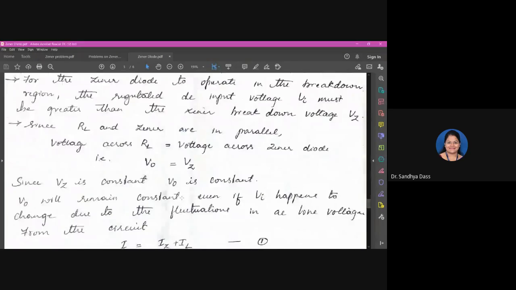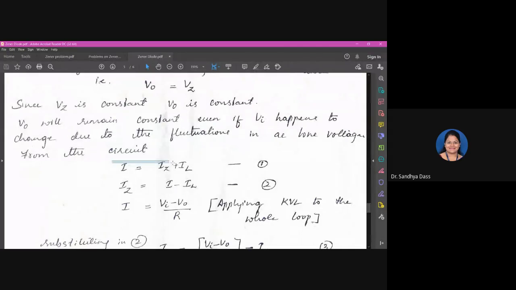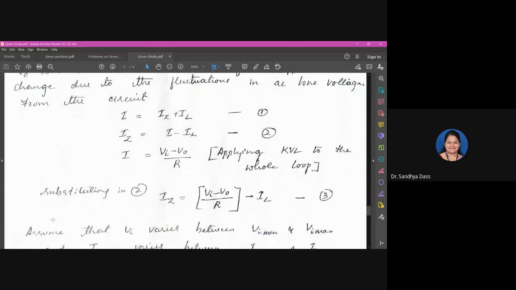If I'm going fast, please let me know. From KCL, we have this equation. You can write it down and be with me as I explain. KCL gives I is equal to IZ plus IL, equation number 1. From that equation, our Zener current IZ will be equal to I minus IL, equation number 2.